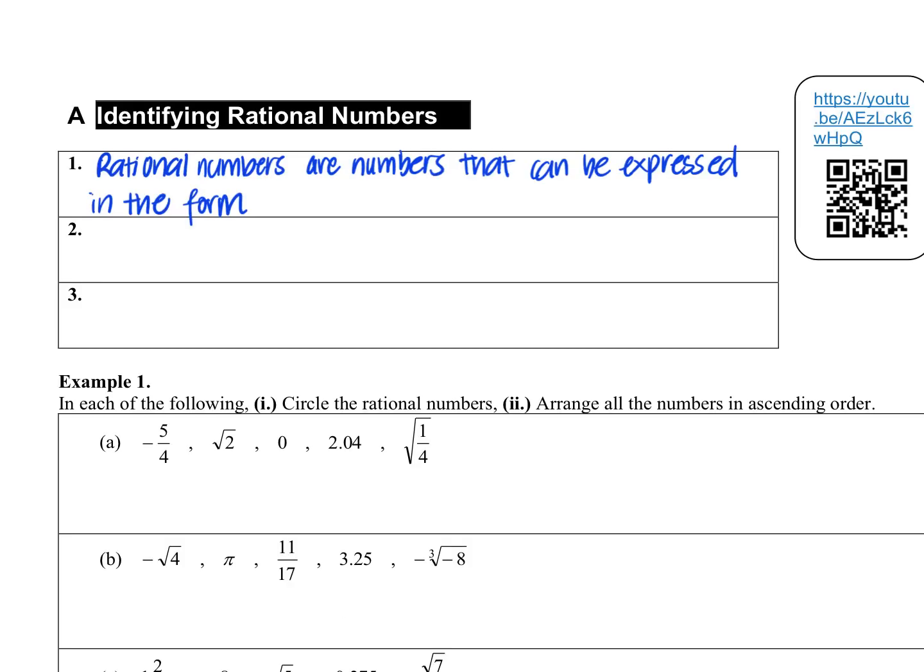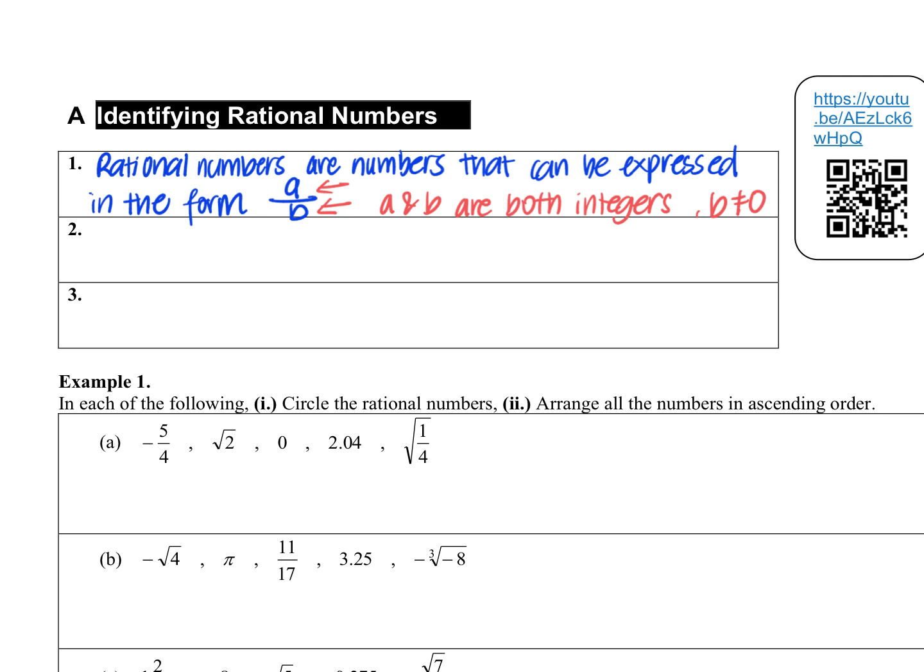Identifying rational numbers. So what are rational numbers? One of the main characteristics of a rational number is that it can be expressed in the form a over b, in fraction form, where the numbers a and b are both integers, that means whole numbers. And of course, the denominator b cannot be equal to 0. So any fraction is a rational number.